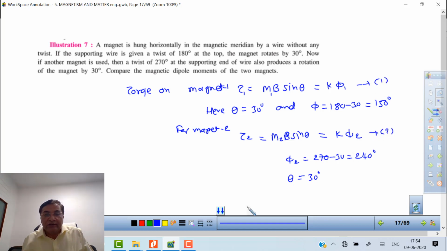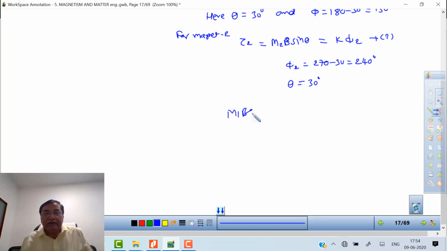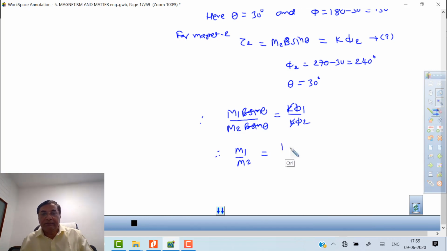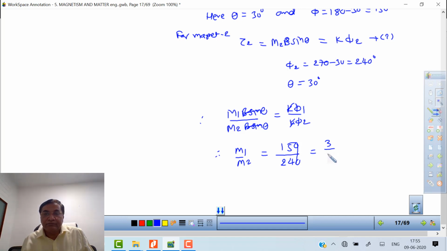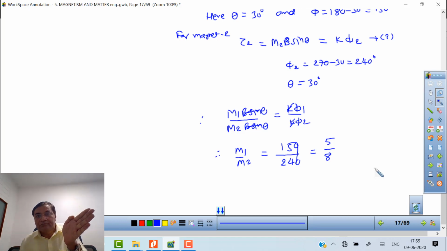This is 1 and this is 2. I take the ratio. So we get m1 B sin theta upon m2 B sin theta is equal to k phi 1 upon k phi 2. And therefore in m1 upon m2, B sin theta is cancelled. Even if theta were the same, the answer would come, friends. K cancels out. So phi 1 is 150 degrees and phi 2 is 240. So 3 fives are and 3 eights are, so 5 by 8 is the ratio of their magnetic moments. It is given in the magnetic meridian, so the twist will be 30 degrees.